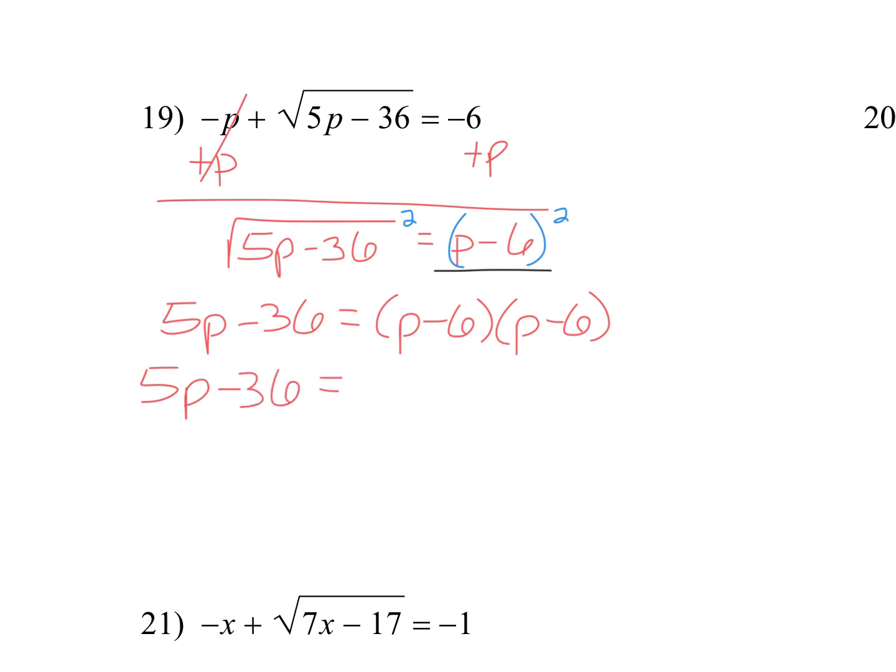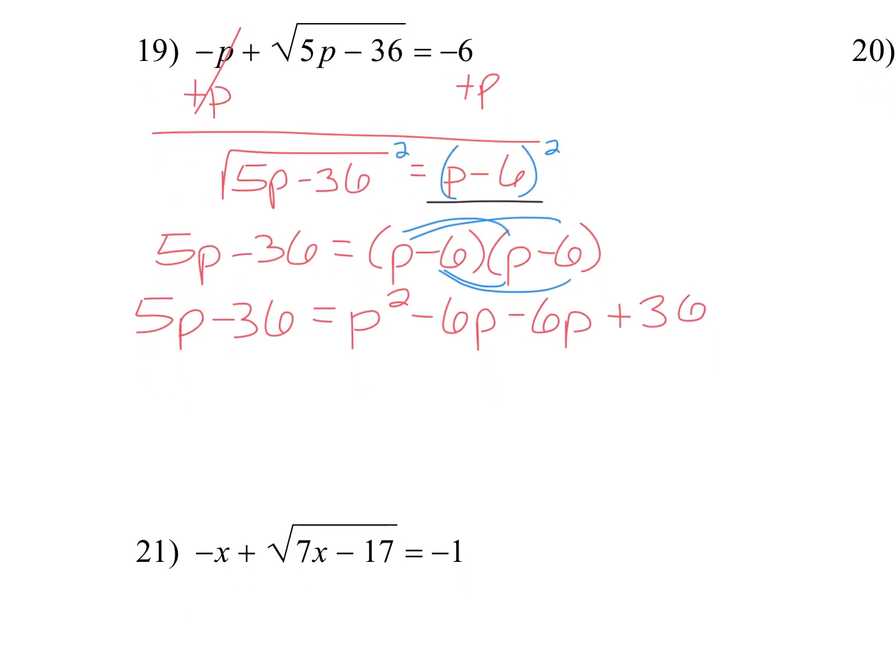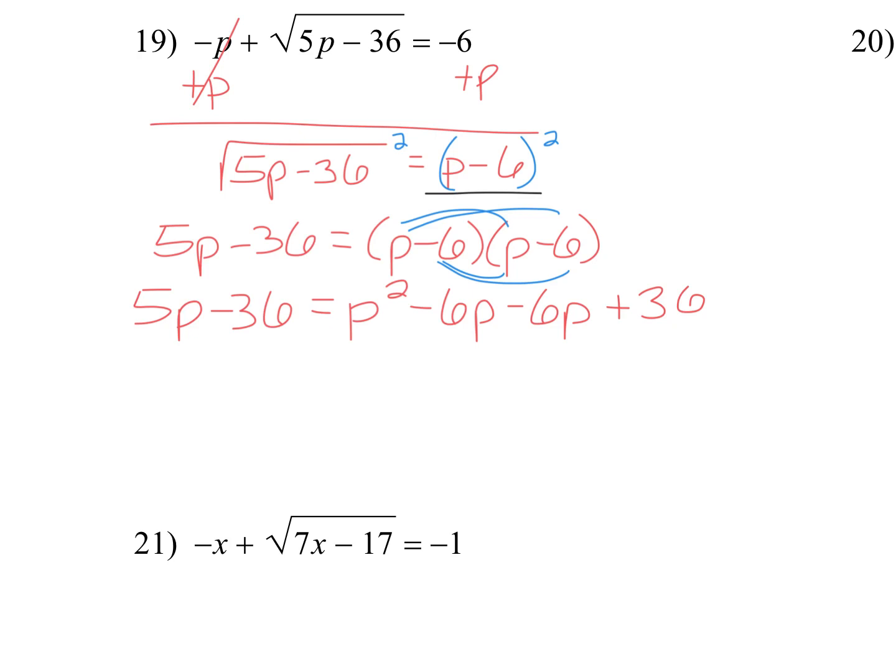Now I'm going to foil that other side. What is p times p? P to the second. P times negative 6. Negative 6p. Negative 6 times p. Negative 6p. And then we have negative 6 times negative 6. 36. Okay. Before I move on, can I do anything else on that right side to make it a little simpler? Yep, combine like terms. So I get negative 6p minus 6p, negative 12p plus 36.